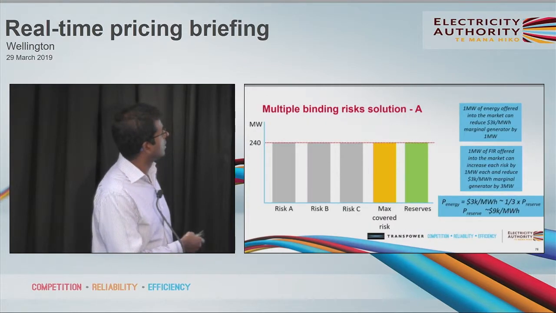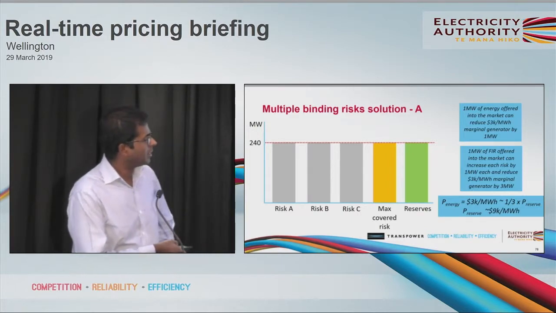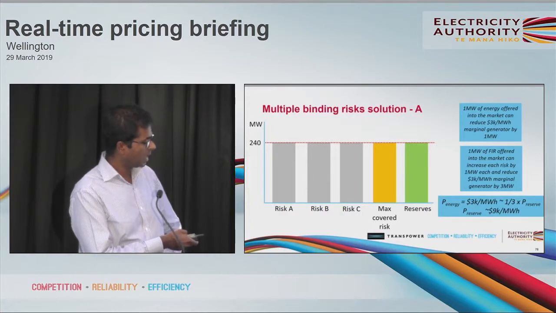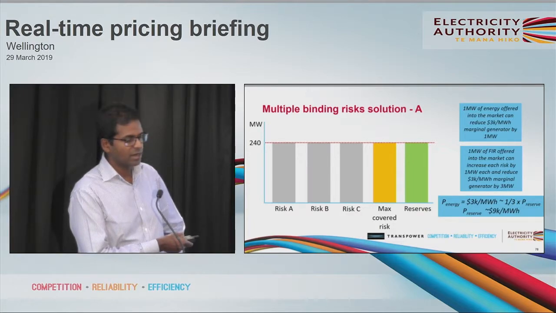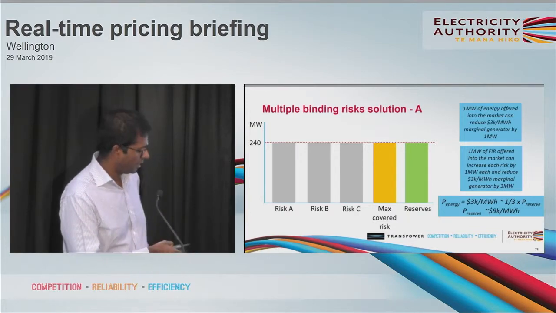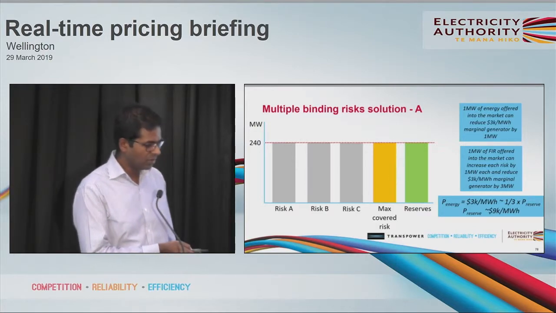Okay, so this was just running through the pricing calculation again, talking through the same mechanics of how much 1 megawatt of energy is worth in the North Island. It's worth $3,000 because I can offset the peaker by 1 megawatt, and 1 megawatt of FIR is actually worth 3 times the peaker, because it can increase each of the risks and reduce the peaker by 3 megawatts.